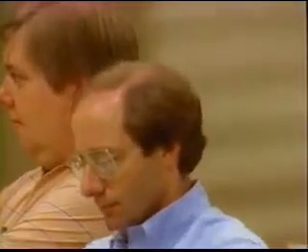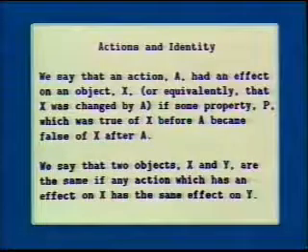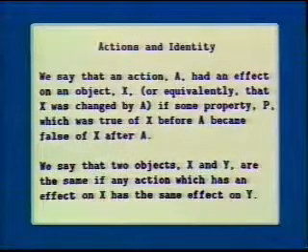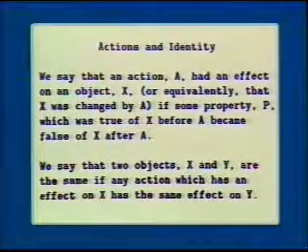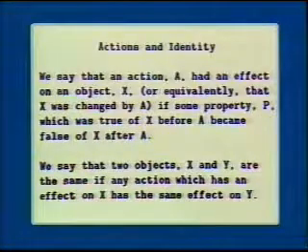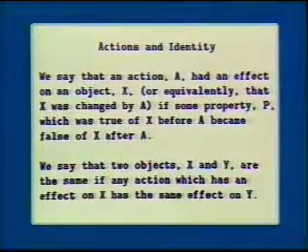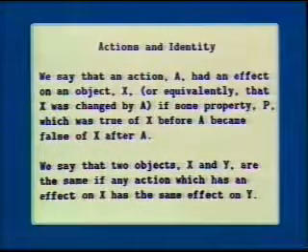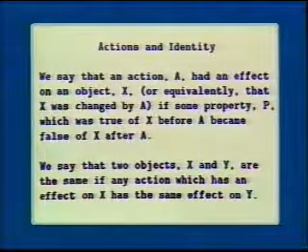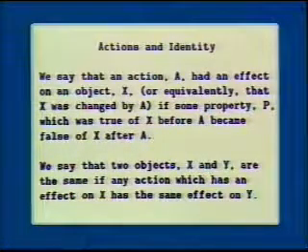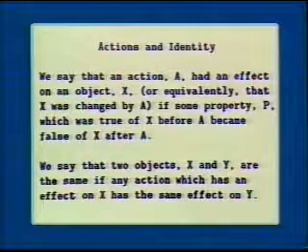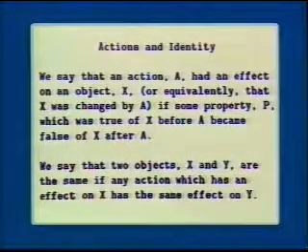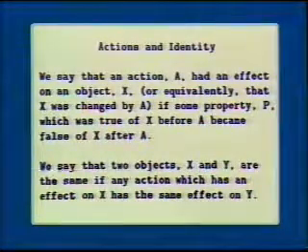Let's look at the best things I know to say about actions and identity. We say that an action A had an effect on an object X, or equivalently, that X was changed by A, if some property P which was true of X before A became false of X after A. That's a test. But it still means I have to have the X before and after. Or the other way of saying this is we say that two objects X and Y are the same if any action which has an effect on X has the same effect on Y.